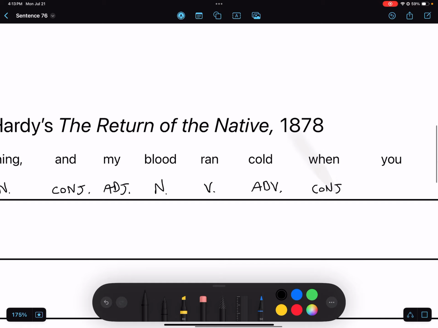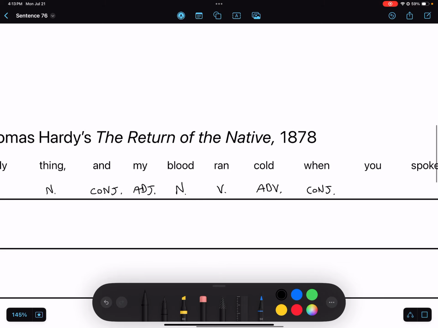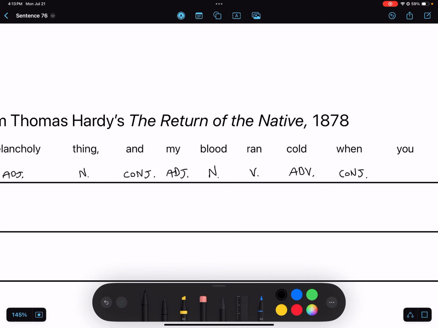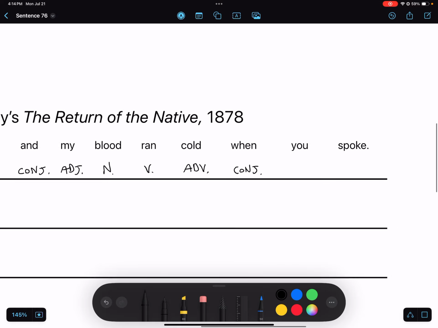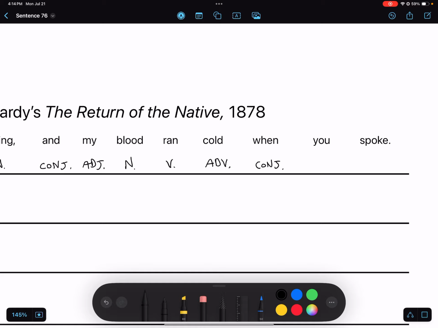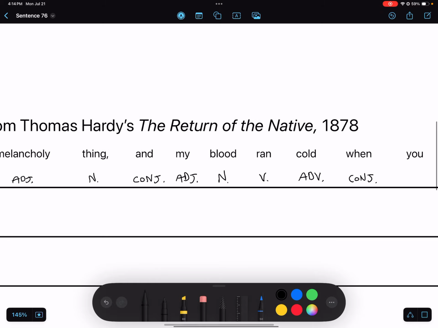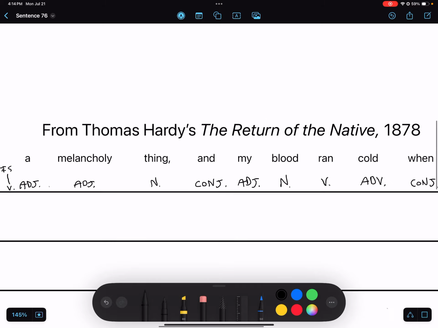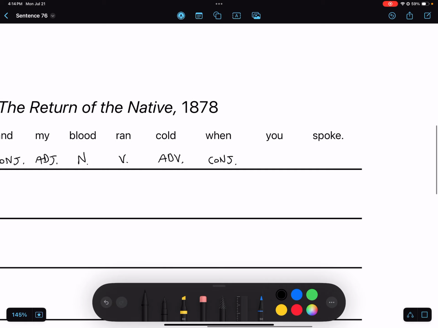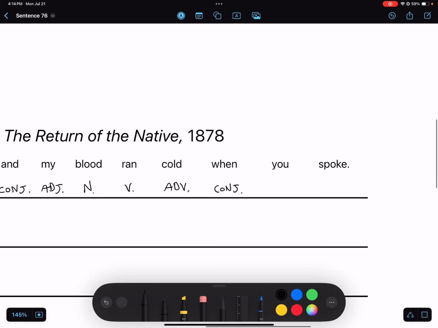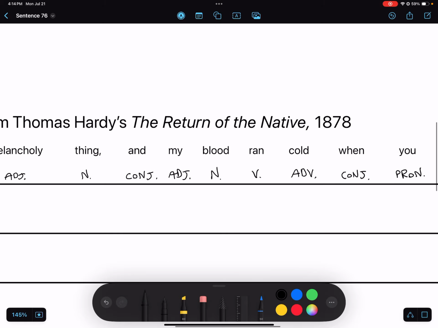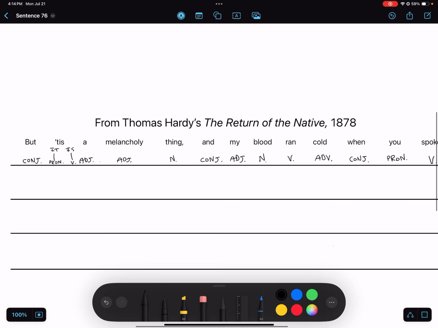Here, this one is a subordinating conjunction because it's combining the part of the sentence that says, my blood ran cold, and you spoke. So we're already getting a bit of a hint here that we're going to have many clauses in this sentence. Possibly more than 2, but we're going to dive into that a bit later. For now, let's move on to you, which is going to be a pronoun, and spoke, which is a verb. So that is our level 1 parts of speech right there.